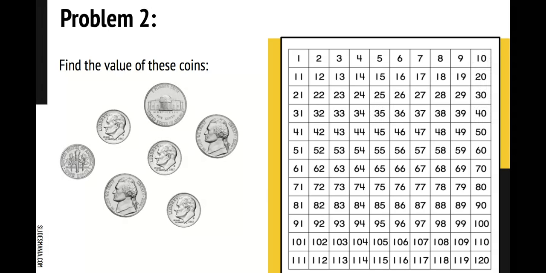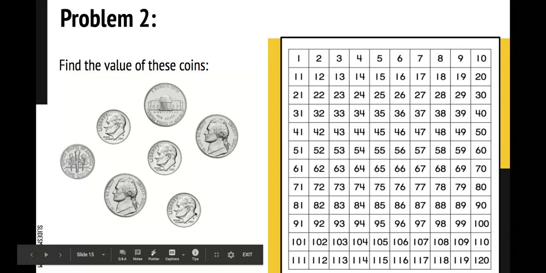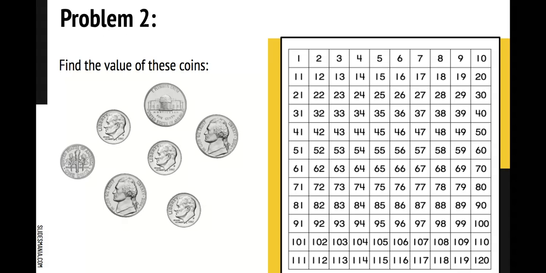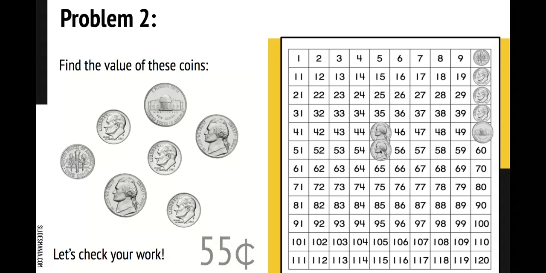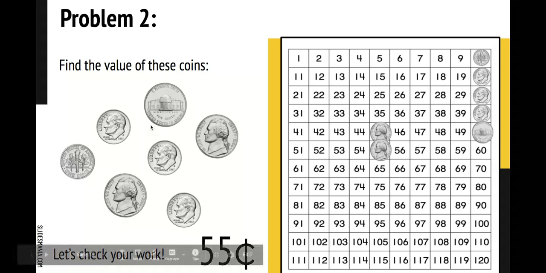Let's do one more. Find the value of these coins. We have 1, 2, 3, 4 dimes and 3 nickels. What is the value of these coins? Let's see. So we have 10, 20, 30, 40, 45, 50, 55 cents is the total value of this group of coins.